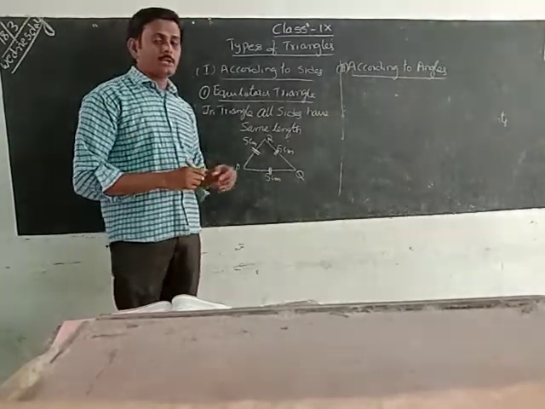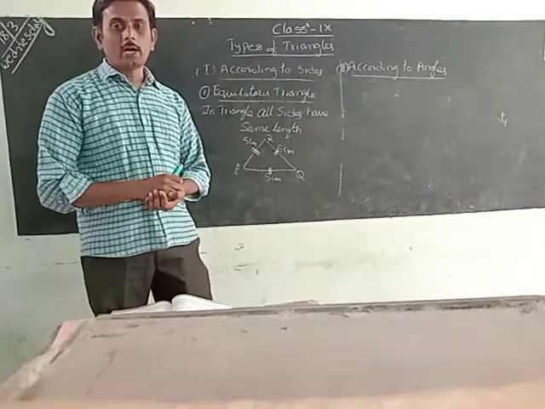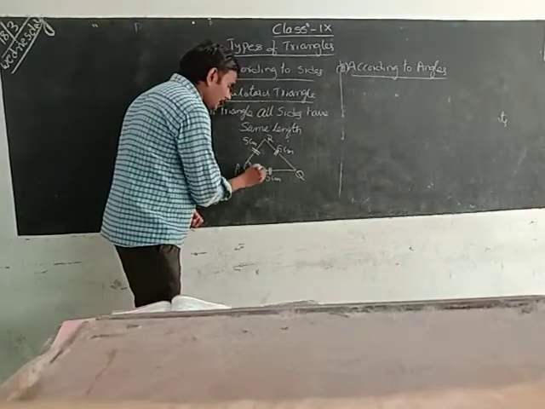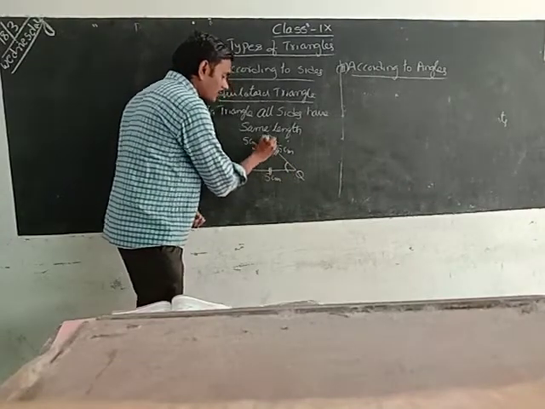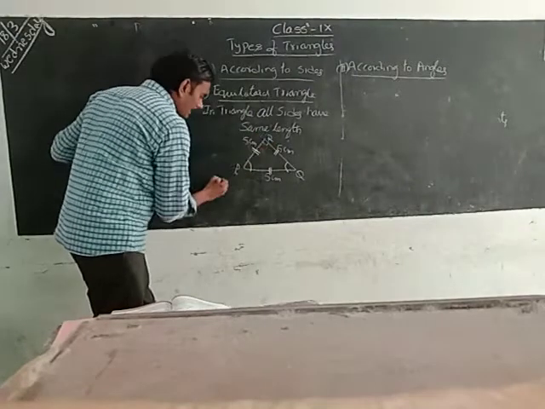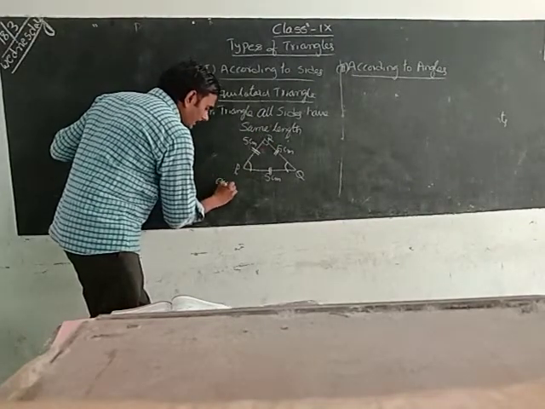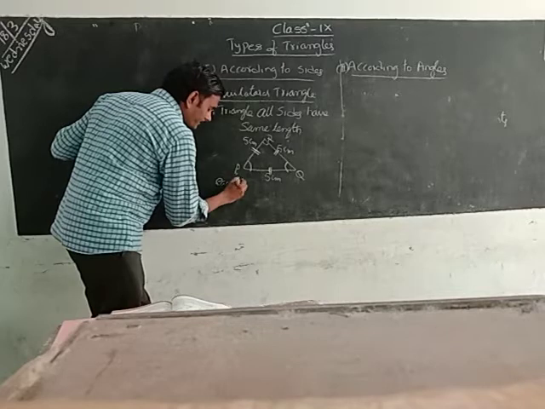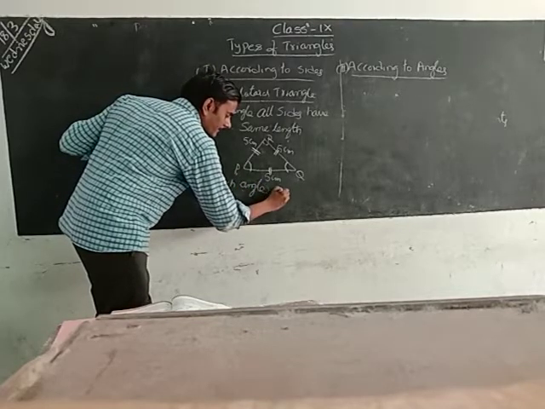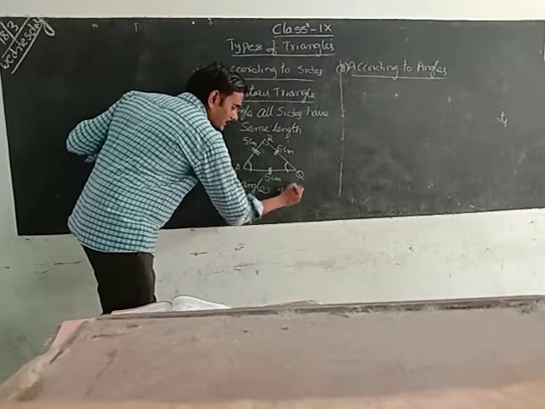And whenever three line segments have equal length, automatically what about the angles? Each angle should be equal. Okay, all sides are equal and all angles are equal. Each angle is how much? Each angle is 60 degrees.